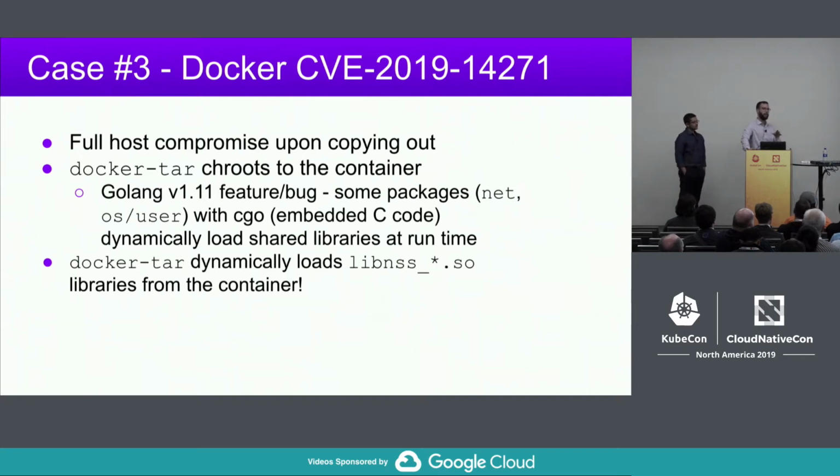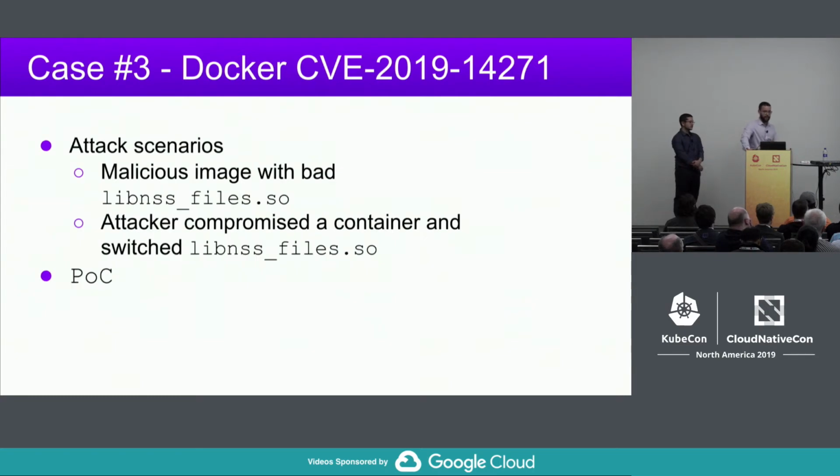So to clarify, you have a process which is only rooted, not completely isolated, which loads and executes code which is controlled by the container. That is a host compromise. So the attack scenario for this vulnerability is a Docker user that copies files out of the container, which is either run from a malicious image, where we have a malicious libnss library, or if an attacker compromised a running container and replaced the libnss libraries.